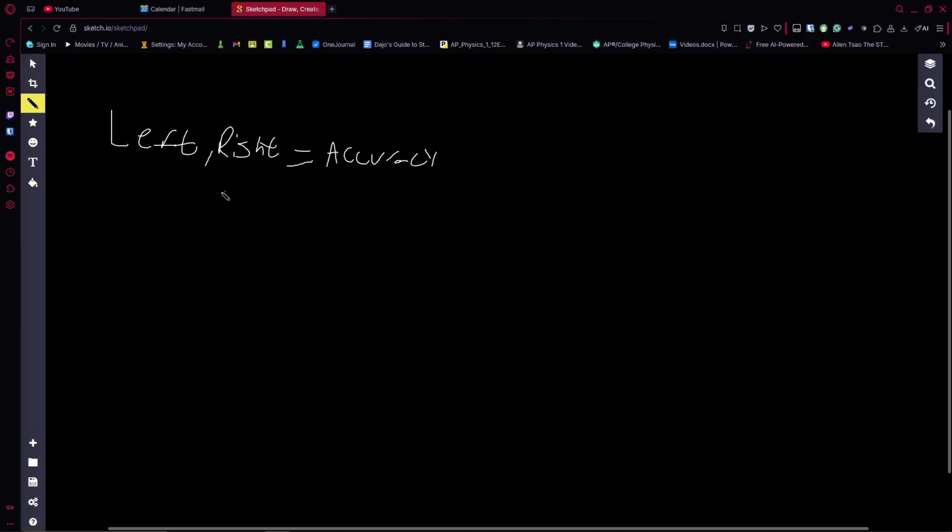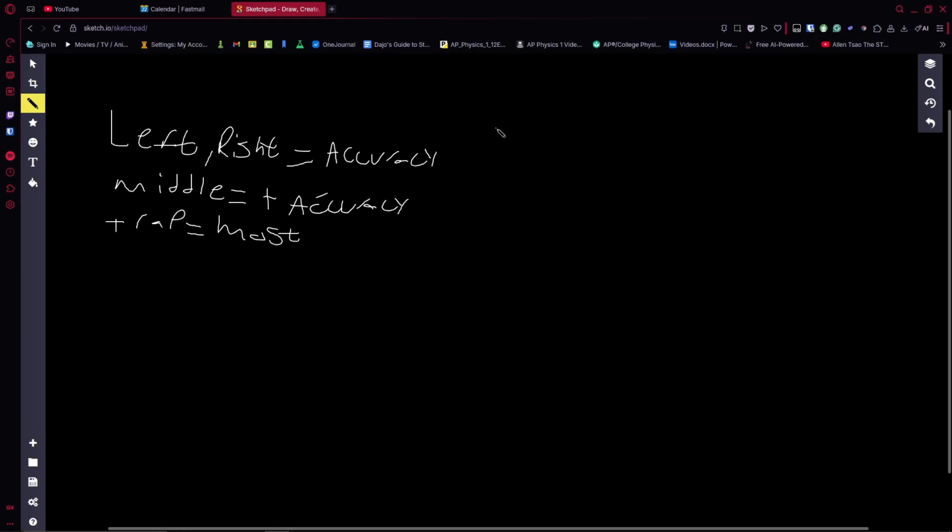I don't know if I spelled that right. I actually don't care. In the middle, it's going to have slightly more accuracy in most cases than left and right. So plus more accuracy. And then the trapezoid will have the most accuracy.